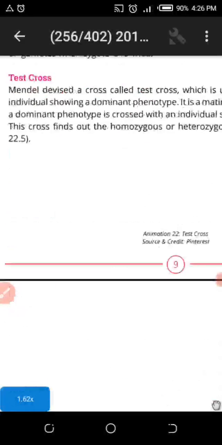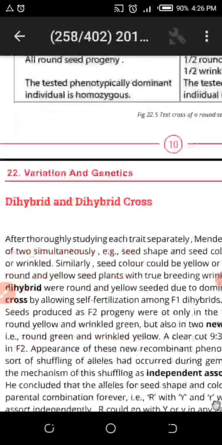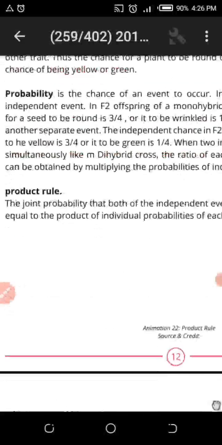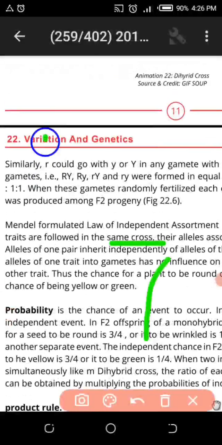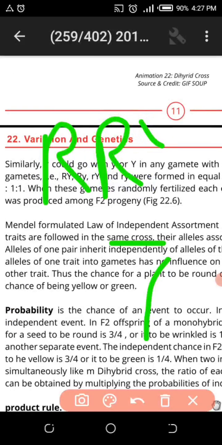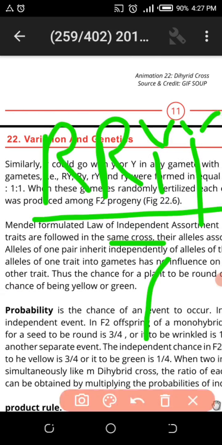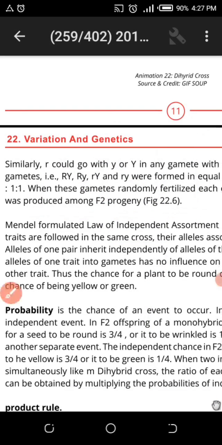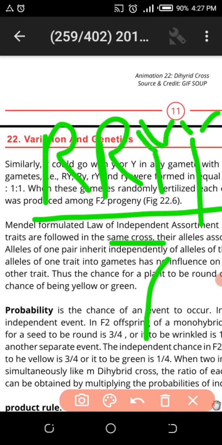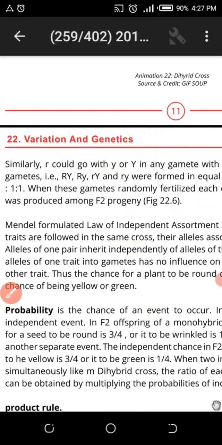9:3:3:1 was achieved. In the crossings of the law of independent assortment, you will see two different gene pairs were used, capital R, capital R, capital Y, capital Y. This is one gene pair. Capital R, capital R, capital Y, the phenotype is round yellow. I was talking about genotypes: capital R, capital Y was the genotype, and round yellow was the phenotype.